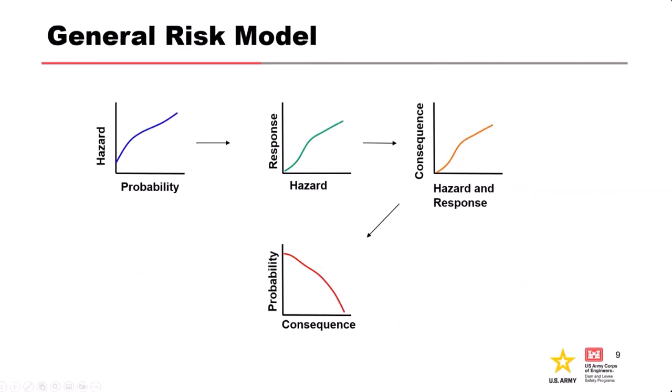We can combine those three functions to form what in essence becomes an uncertainty distribution in consequences. It could be expressed either as a probability or an exceedance probability. We usually express these as exceedance probabilities.